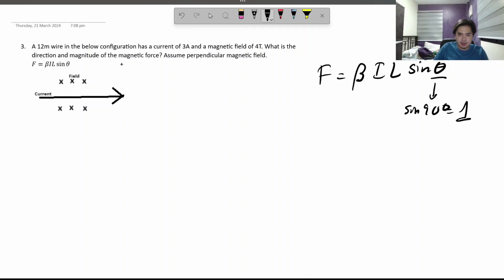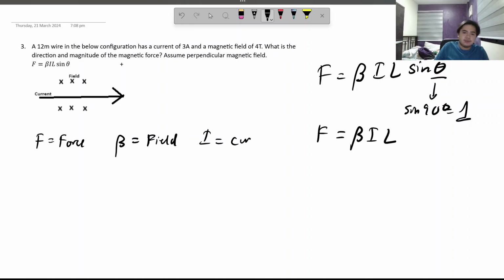So we can safely ignore that. And let's just proceed to the actual formula. Force equals beta IL. F is force. Beta is the magnetic field. I is the current. And L is the length of the wire. So what is the direction and magnitude of the magnetic force?